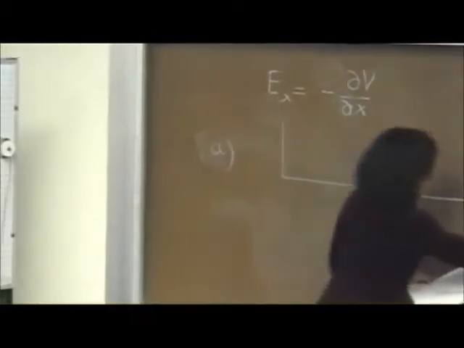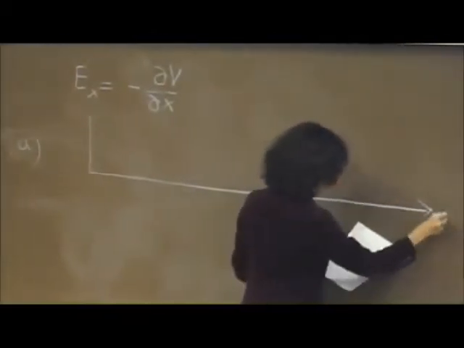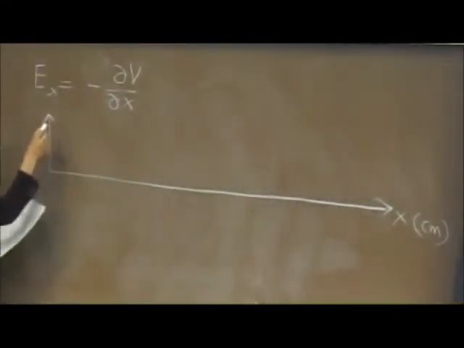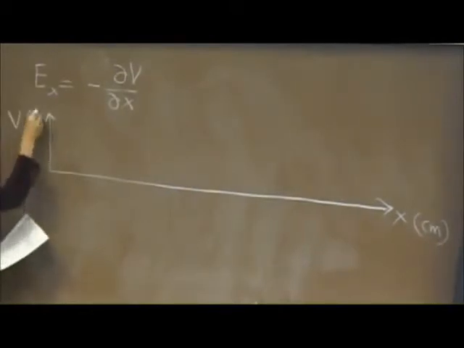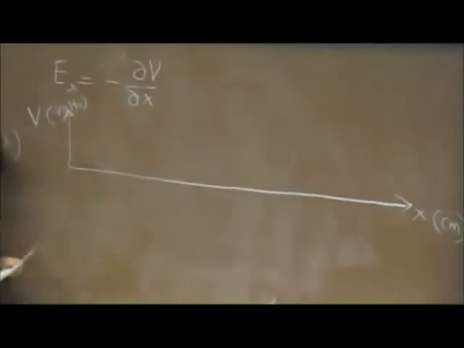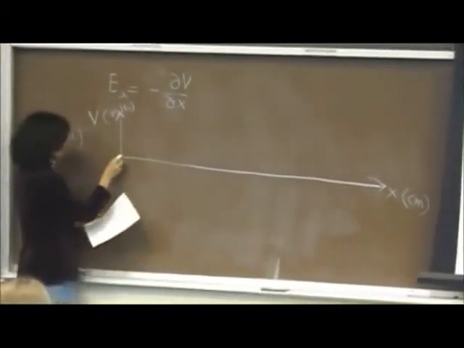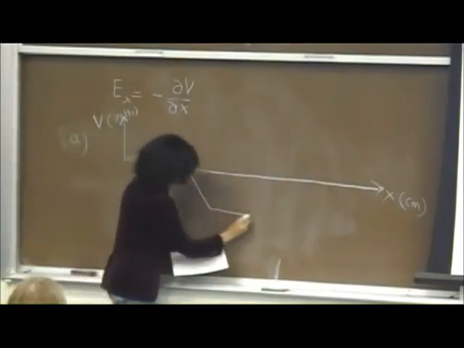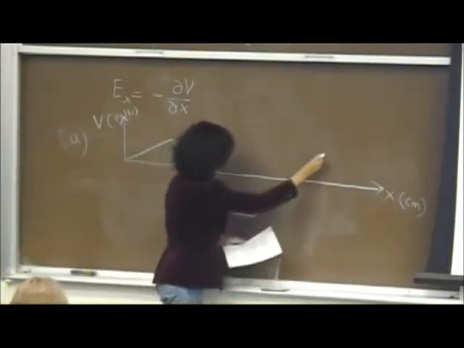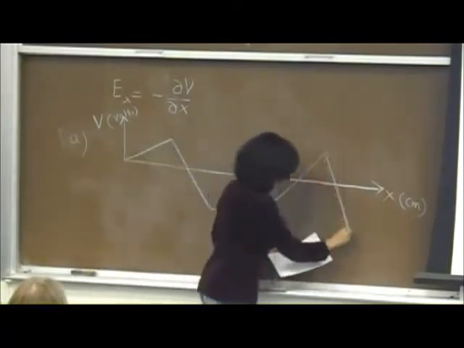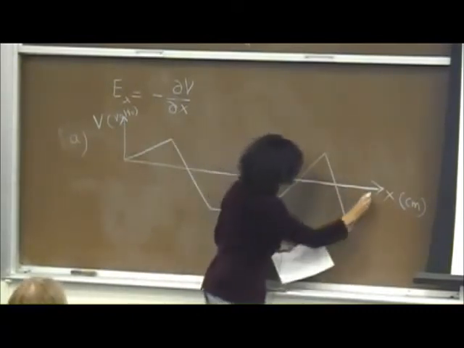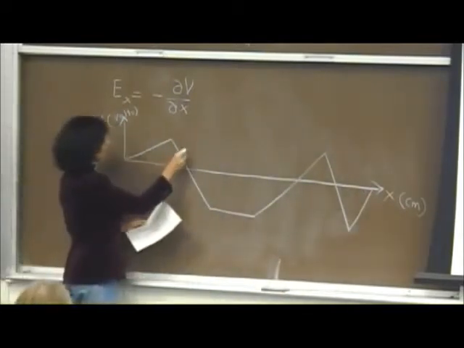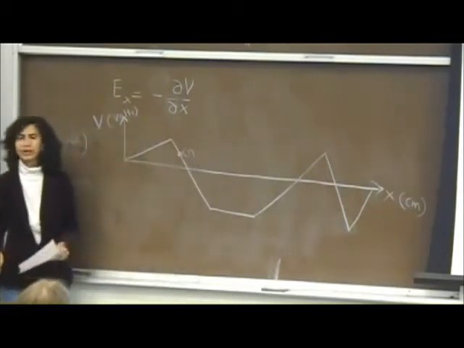Look at the curve here. The curve is drawn something like this. You have x, which is in centimeters, and you're trying to plot the potential in volts. And you have some plot like this. You have point A, point 1 right here. Let's first deal with point 1.